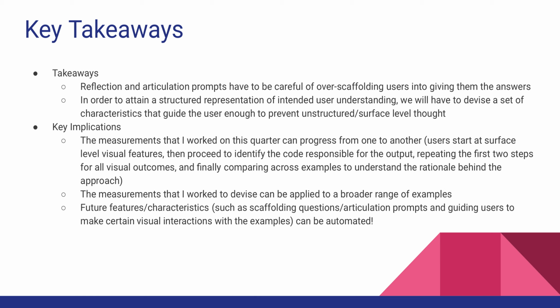Some key implications are that the measurements I worked on this quarter can progress from one set of examples to another. The measurements that I worked on to devise can be applied to a broader range of examples, ideally, but that's a little bit more down the road once we can apply them to the current examples. And the future features and characteristics, including scaffolded questions and articulation prompts, can be automated, and that's something that we can consider as we test and get more promising results and decide to move more of this into the technology space and think more about interface and system arguments.